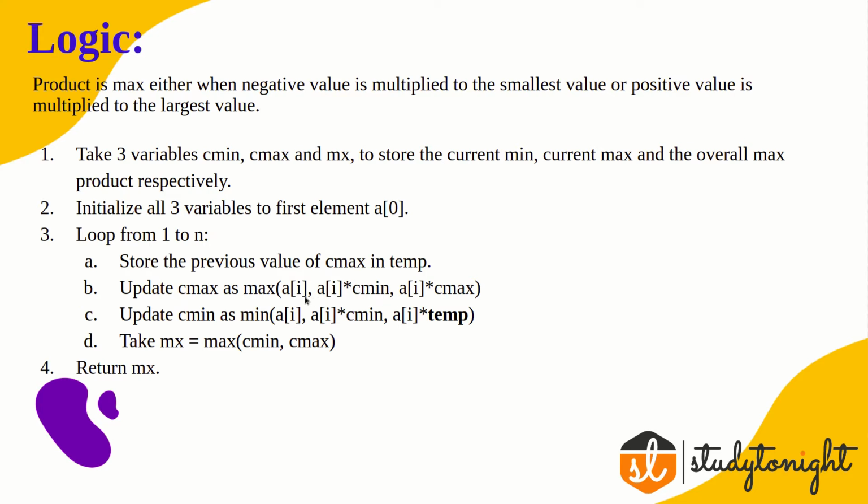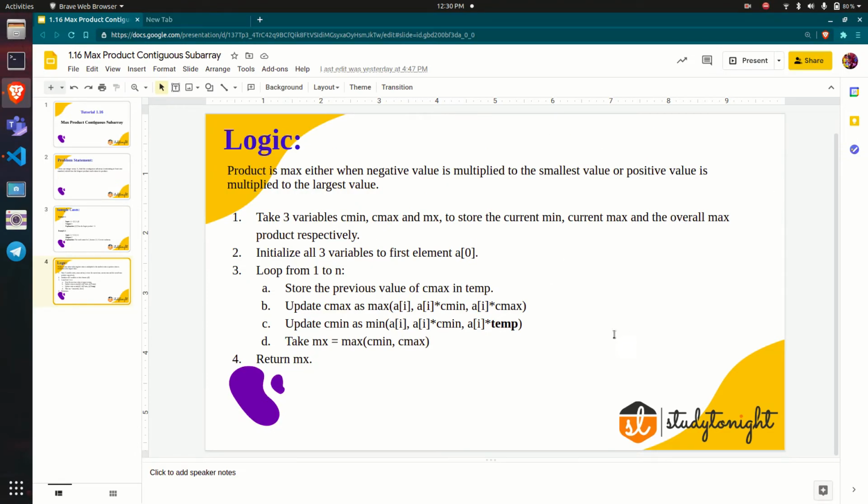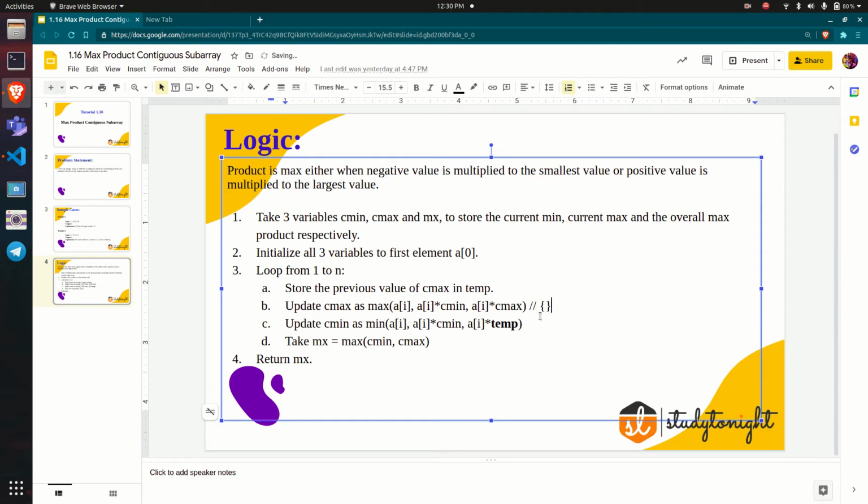The current element will be the maximum because, suppose there is one element which is non-zero, and apart from that all the elements are 0. In that case, the product would be maximum when that single number is multiplied by 1. Let me take an example. Suppose the array is 0, 0, 5, 0, 0. As you can see, the maximum product that we can get with a single element is 5. So in that case, this value will be important: the maximum of A[i], A[i] into Cmin, and A[i] into Cmax.